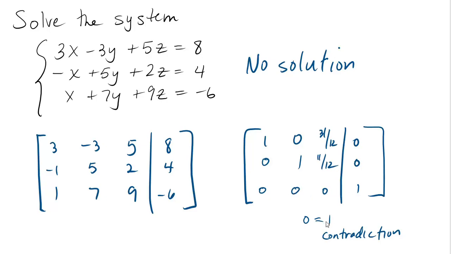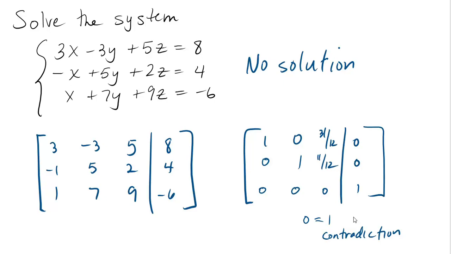That last row says 0 is equal to 1, which isn't true. Basically, it's saying the only way the system could have a solution is if 0 is equal to 1. But 0 is not equal to 1, and so the system has no solution. That's one of the special cases that you can run into. We've seen this in the 2x2 systems. This can happen for any number of variables and any number of equations.